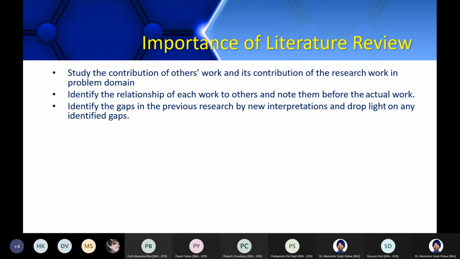Next, it identifies the gaps in the previous research by the new interpretation, and it also throws light on any unidentified gaps or on the identified gaps. So the gaps, such as to what extent savings have been made in electricity by use of these things, and where we stand now, there is a huge gap. How it can be optimized, the question comes afterwards. Your problem may be regarding the optimization, but the literature review tells you what the gap is.